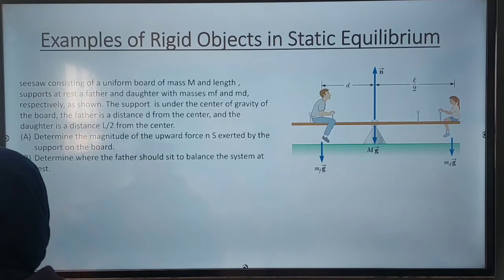Part B: determine where the father should sit to balance the system at rest.